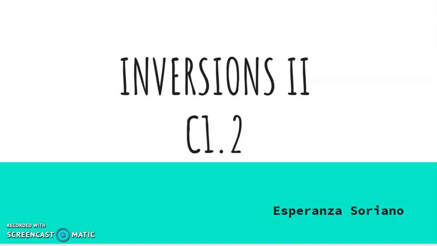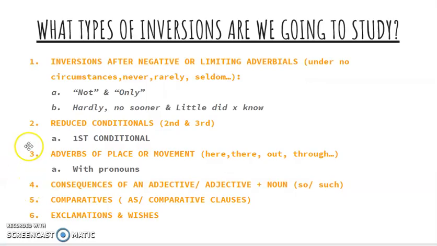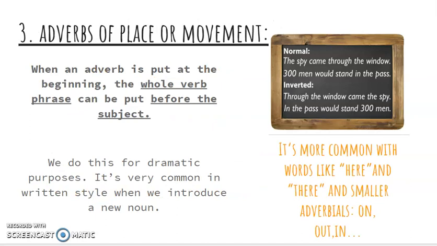In this part of the explanation, as I said in the previous video, we will cover the next 4 types of inversions. Hopefully, by the end of the video, you will be able to use them and to understand how they work. Now we're going to start with inversions with adverbs of place or movement.